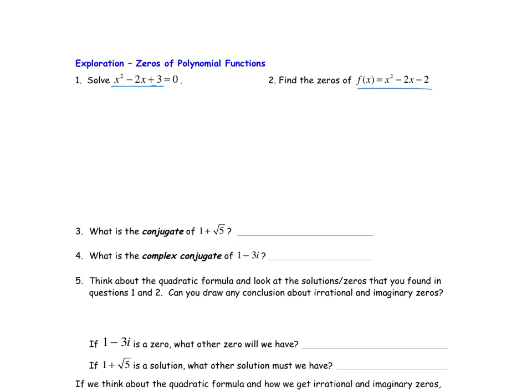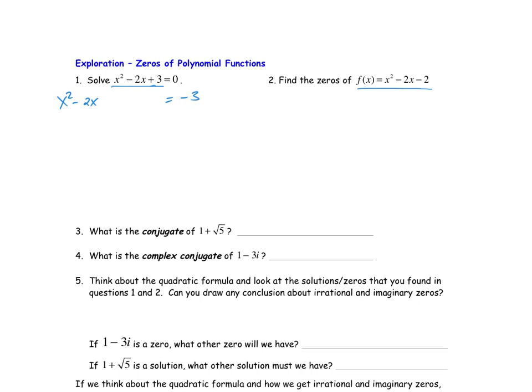So I'm going to solve one of them by completing the square and the other by quadratic formula, just so we can practice both methods. So let's complete the square for the first example. For number one, when completing the square in this context, the first thing I want to do is move the 3 to the other side.